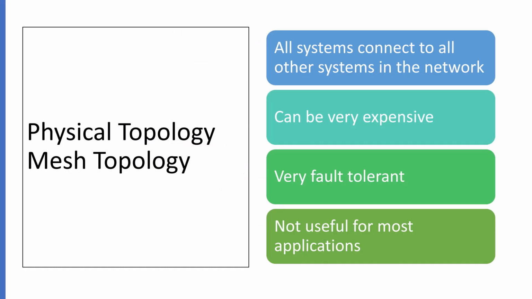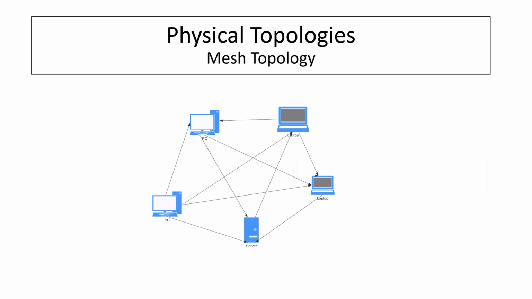A mesh topology is where every device connects to every other device in the network. This can be very expensive. It's extremely fault tolerant. It's really not useful for most applications and most networks, just due to the cost. Here's what a mesh network looks like with just 5 devices. Notice every device connects to every other device. If there's a cable break anywhere in here, anything can be rerouted. If a device goes down, traffic gets rerouted. Extremely fault tolerant, but extremely difficult to manage, maintain, and install, and very, very difficult to grow.